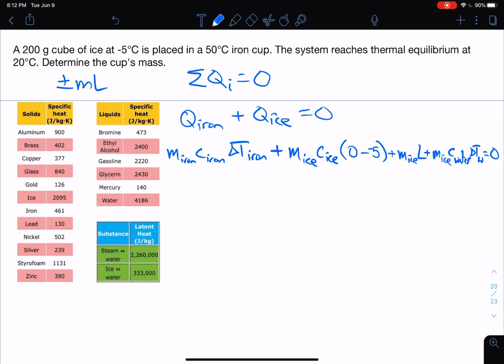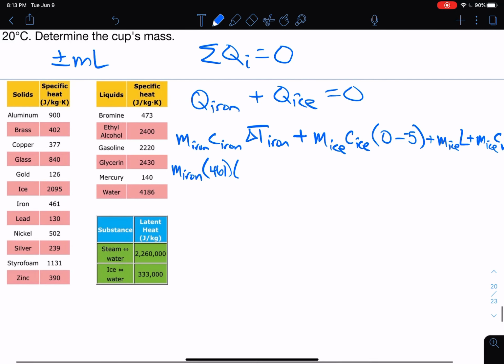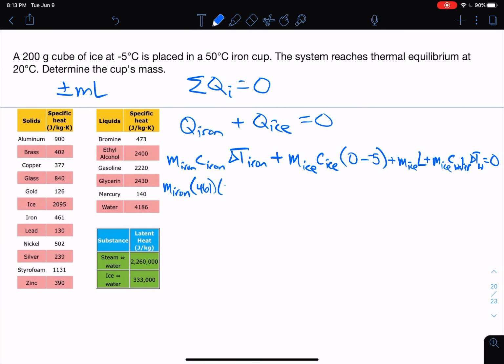So now I'm going to start putting in all the values, now that I've written this out. The mass of iron, we don't know that. We're looking for that. I know the specific heat of iron. I can look at my table, and here's iron, 461. Change in temperature. It's going from 50 to 20, so that's going to be 20 minus 50.